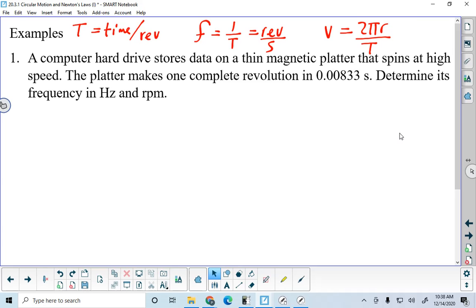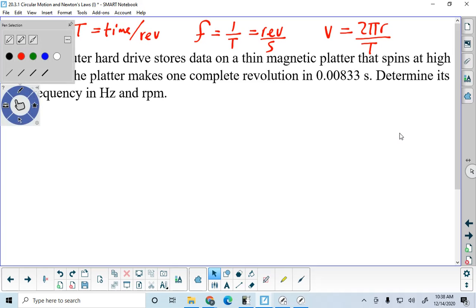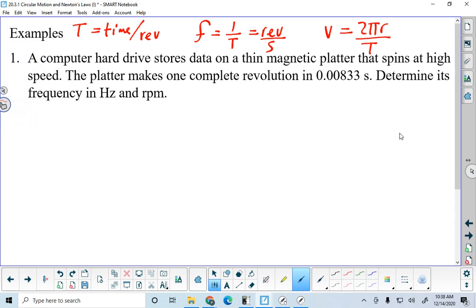So on a hard drive, a traditional, actual mechanical hard drive, not a solid state drive, but a drive that actually has a platter that moves. It makes one complete revolution in 0.00833 seconds. Well, that's t. This is t. So what is the frequency in hertz? Well, the frequency in hertz is always the reciprocal of the period in seconds. Always.